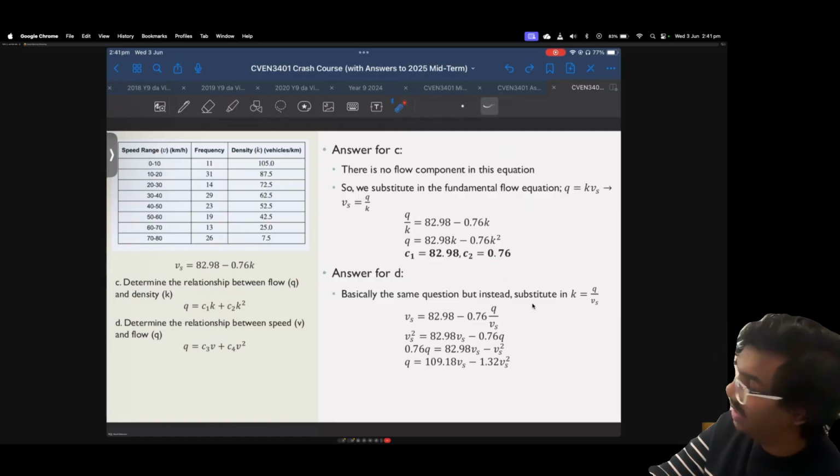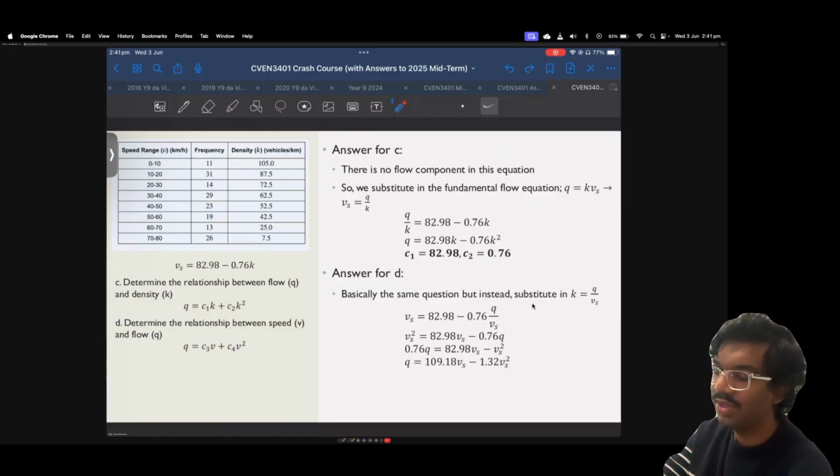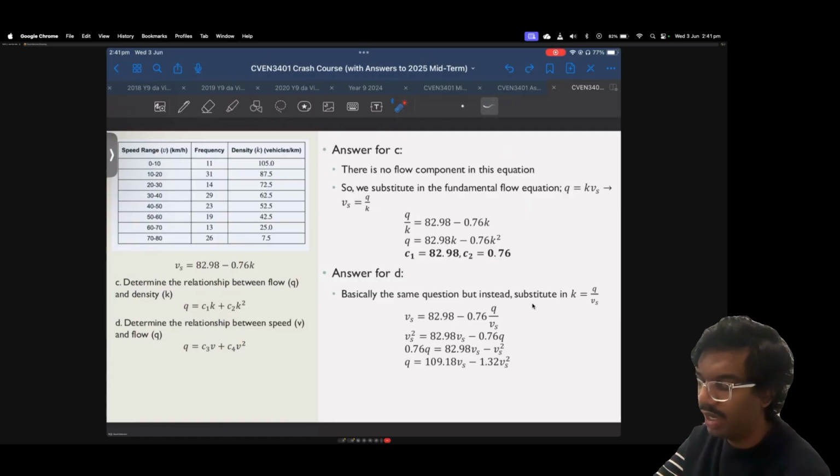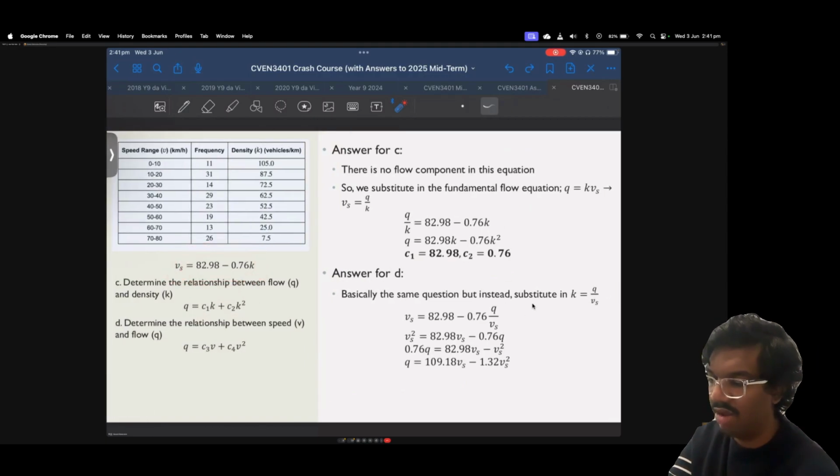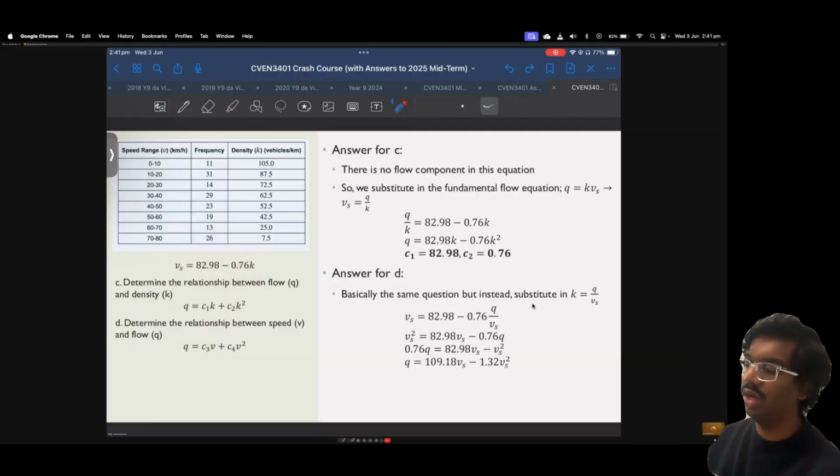Part D is exactly the same. Part D is we want a relationship between speed and flow, okay? So if we go back to this equation, speed and flow. We've got speed, but we don't have flow. So we somehow want to get rid of k.